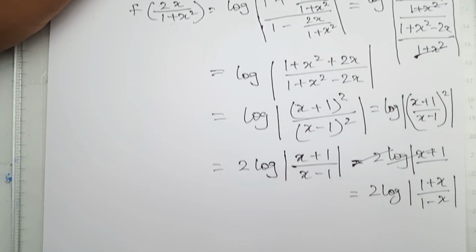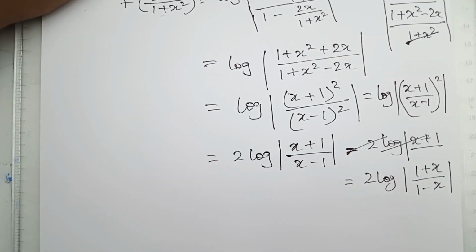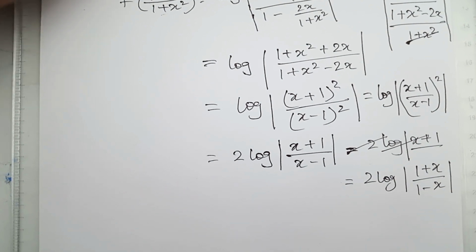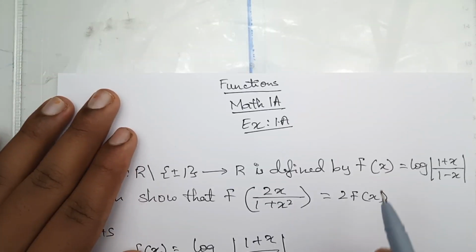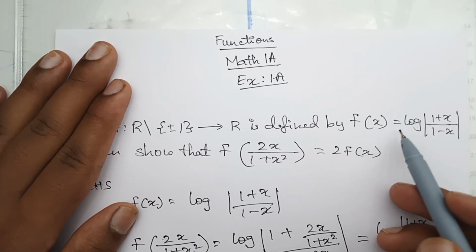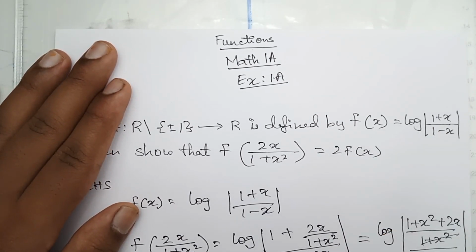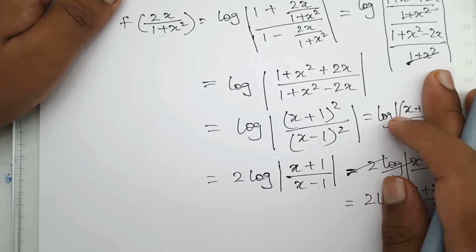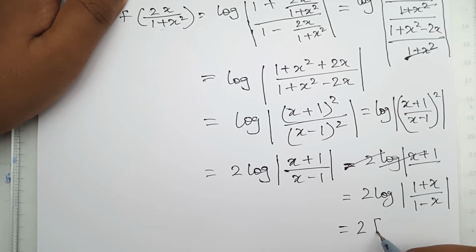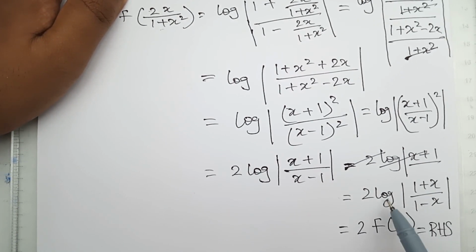Okay, here we can take it as this. What is log 1 plus x by 1 minus x? We can see here log 1 plus x by 1 minus x is f of x. So we have proved here that 2 into f of x is RHS. Okay, here this part is f of x, right?